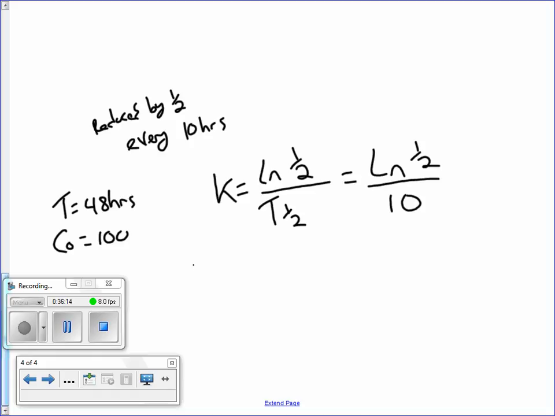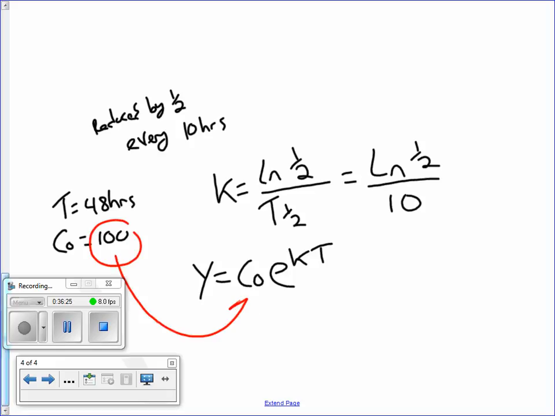And then you can use your equation. y equals c sub 0 e to the kt, where c sub 0 is your 100. This number here is your k. And the t is your 48 hours. And you can find out how much of the material is left after 48 hours. I've used my half-life to calculate the decay constant. That lets me get the quantity at any time. Yeah, that's pretty cool. Okay, so we'll stop there.